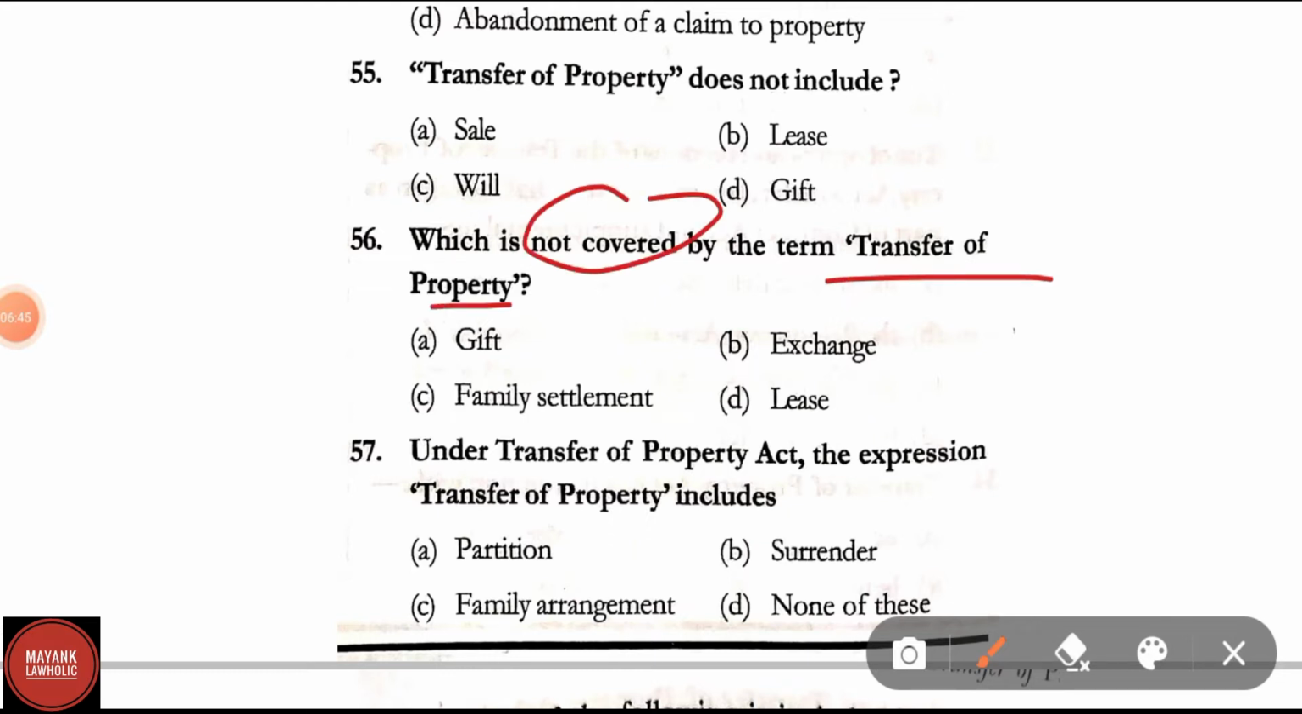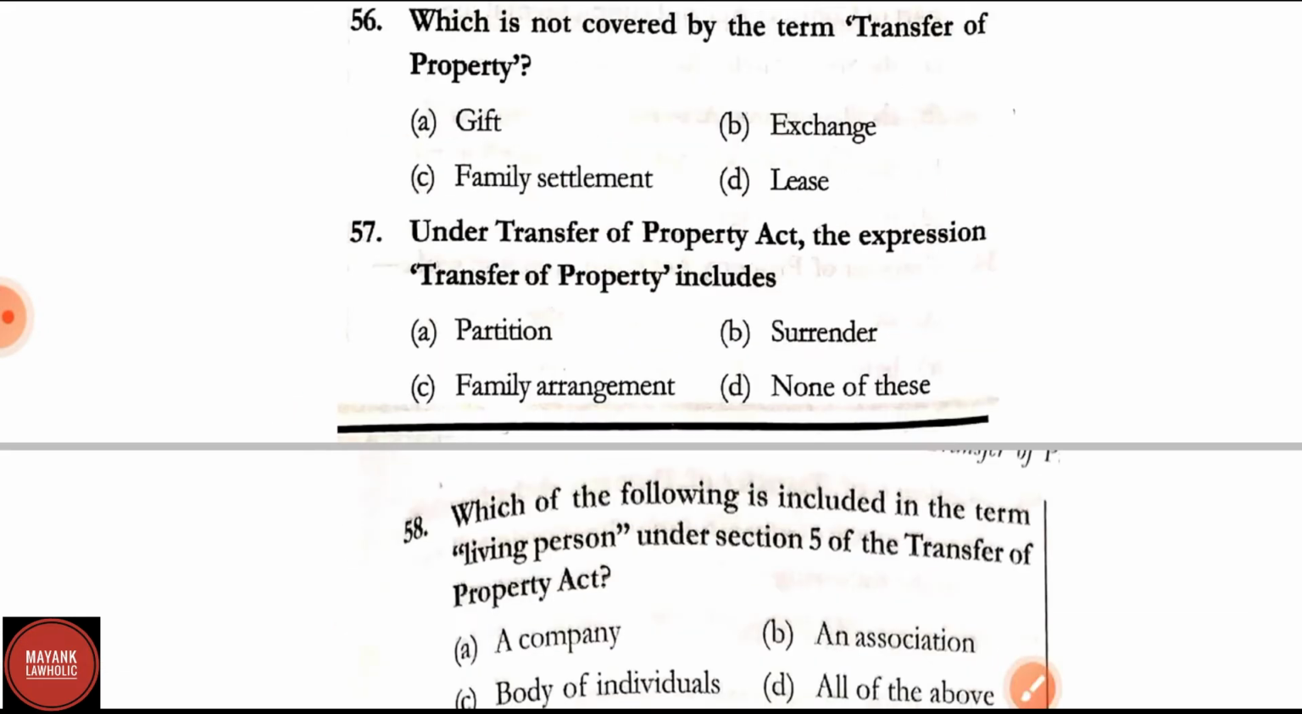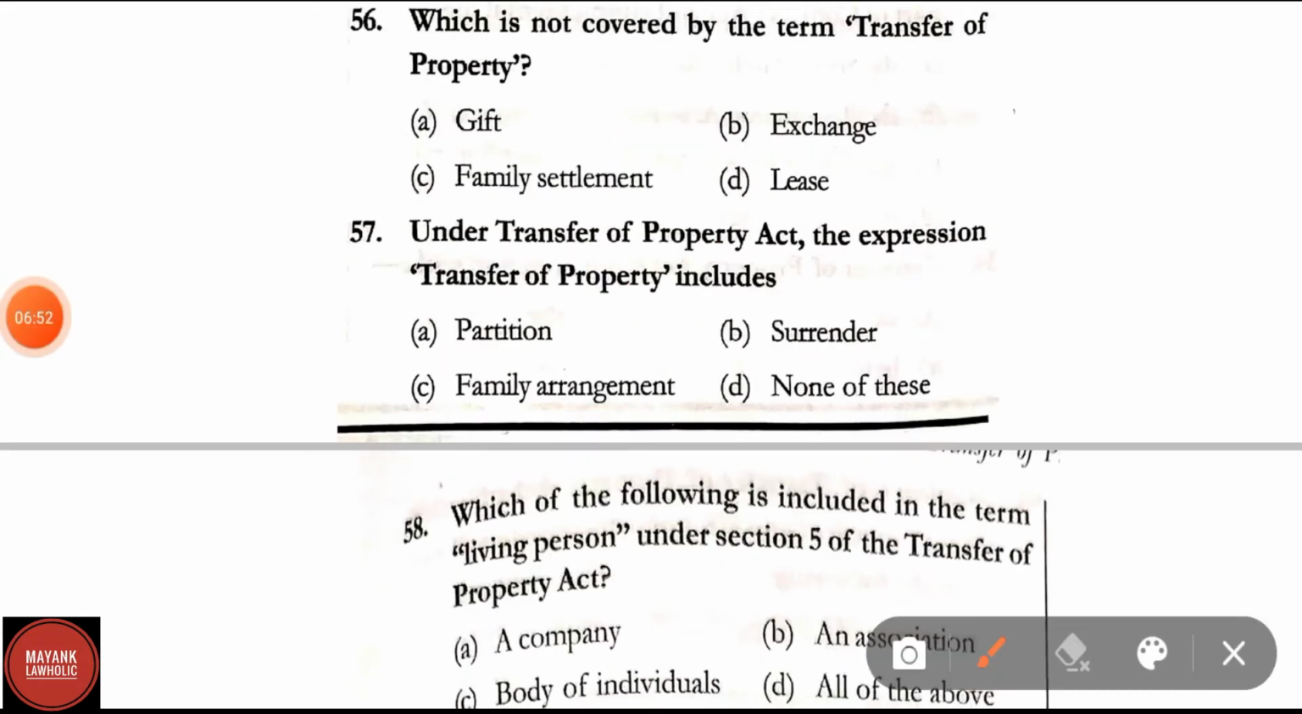Gift, exchange, family settlement, lease. Correct answer is option C, that is family settlement. Under the Transfer of Property Act, the expression transfer of property includes partition, surrender, family arrangement, none of these. Correct answer is option D, none of these.